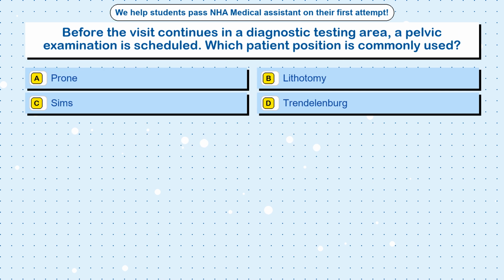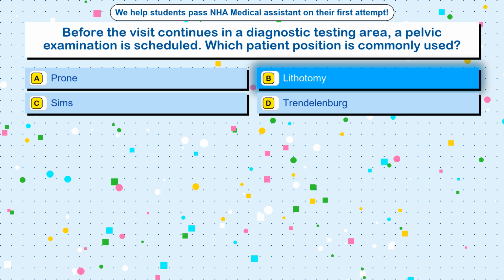Question 79. Before the visit continues in a diagnostic testing area, a pelvic examination is scheduled. Which patient position is commonly used? Option A, prone. Option B, lithotomy. Option C, Sims. Option D, Trendelenburg. The correct answer is option B, lithotomy.